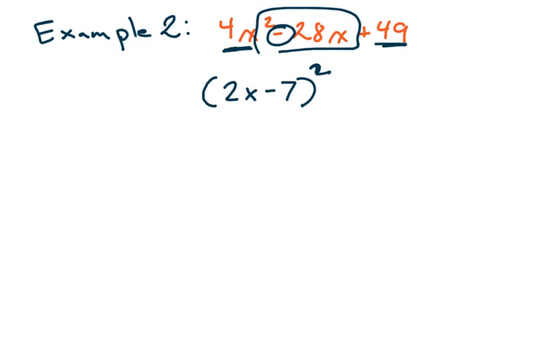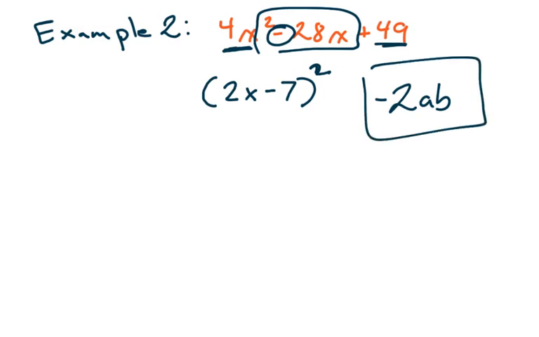So what do I have to do? To find this middle term, it's a 2ab. Okay, so 2 times a, which is 2, is 4, and 4 times 7 is a negative 28. So that works out. This is a perfect square, and 2x minus 7 squared is the result.